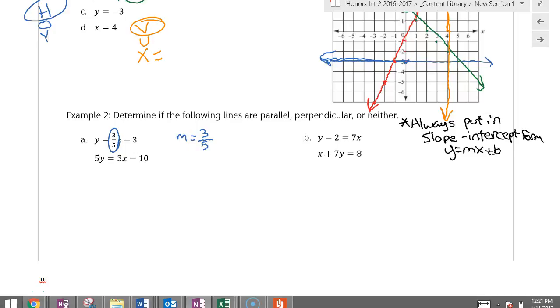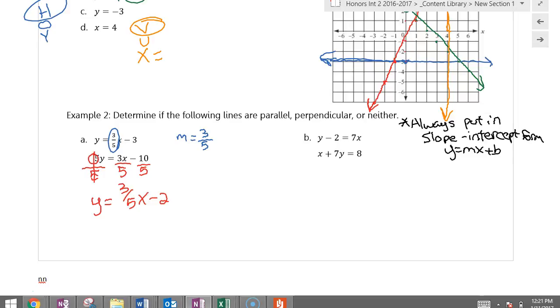Let's look at the second equation for this one. The only thing that's making it not in slope-intercept form is this 5. Slope-intercept form is y equals, not 5y. So I need to divide both sides by 5. Really, all you're doing to get in slope-intercept form is solving for y, getting y by itself. My 5's cancel out. I have y equals 3/5 x minus 2.